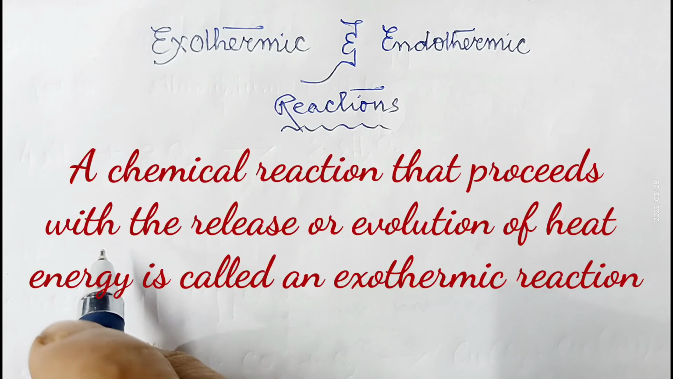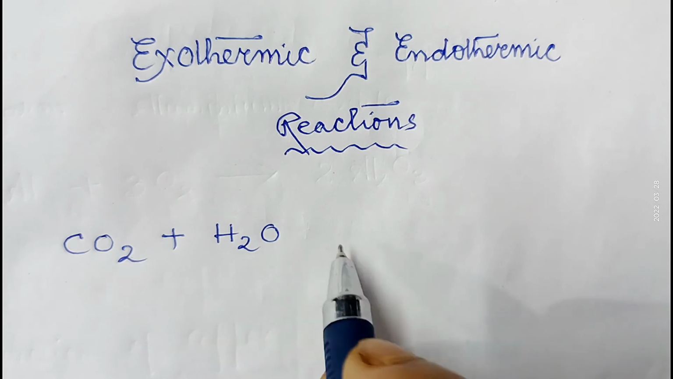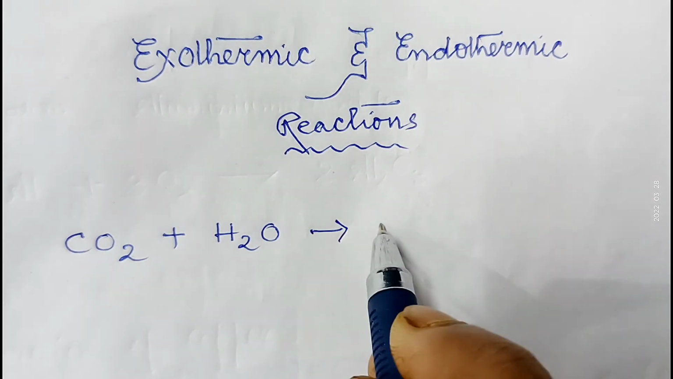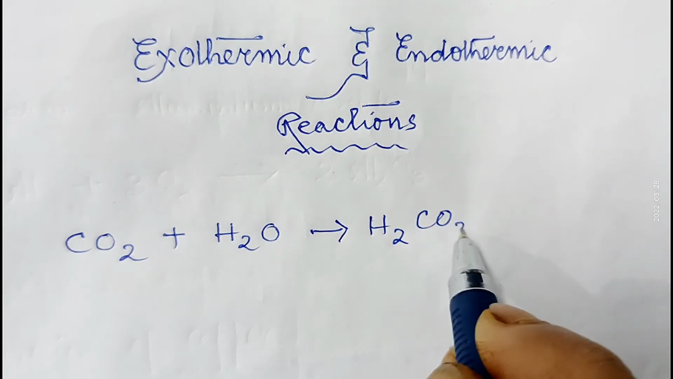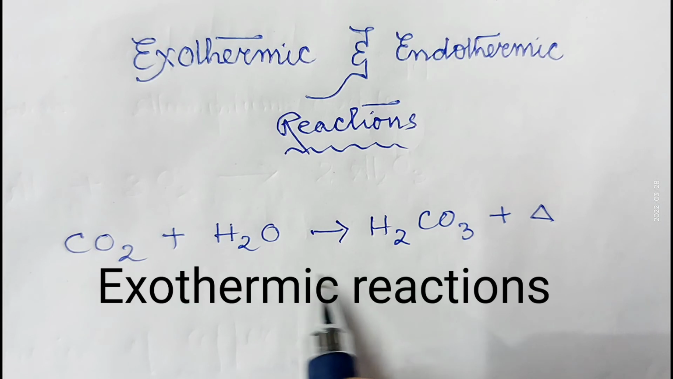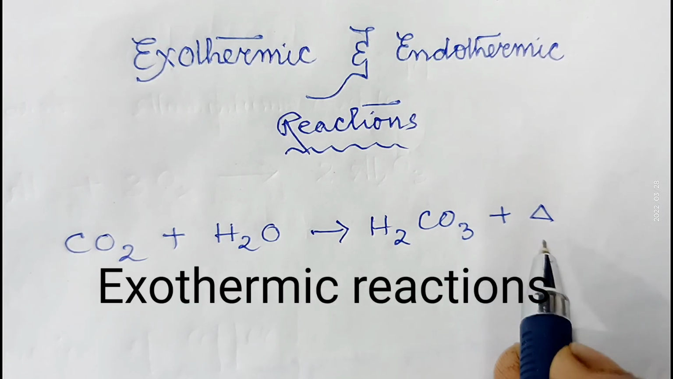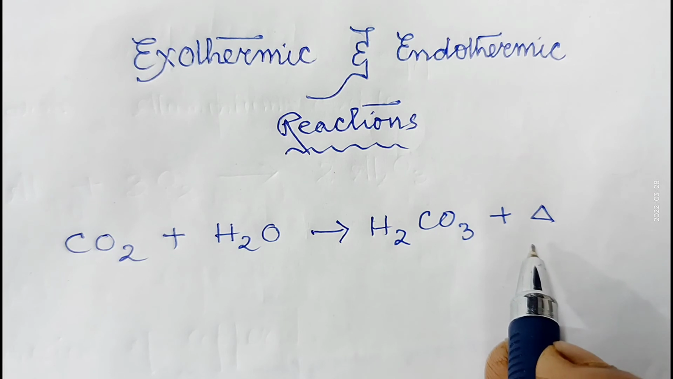Now, a chemical reaction that proceeds with the release or evolution of heat energy is called an exothermic reaction. Say for example, carbon dioxide gas reacts with water to form carbonic acid. Formula is H2CO3, and it is always seen that during the reaction, a small amount of heat is released. Since during this reaction heat is released, it is an example of exothermic reaction.